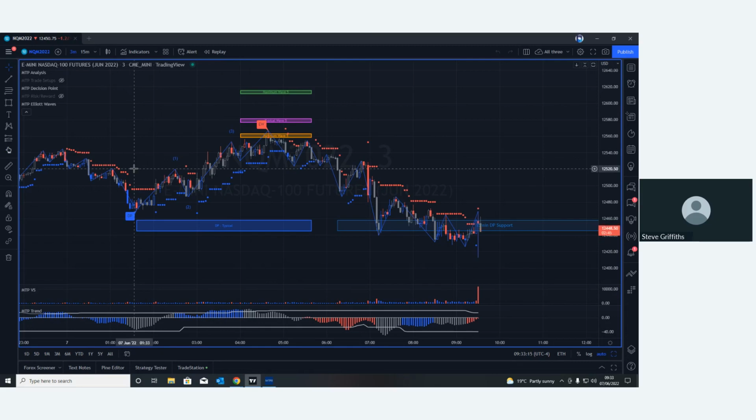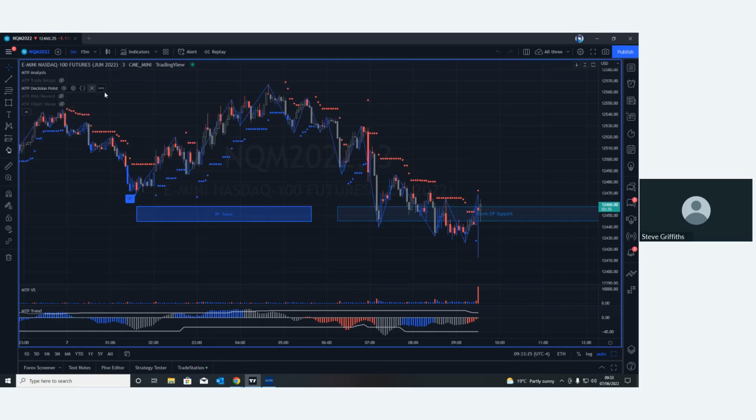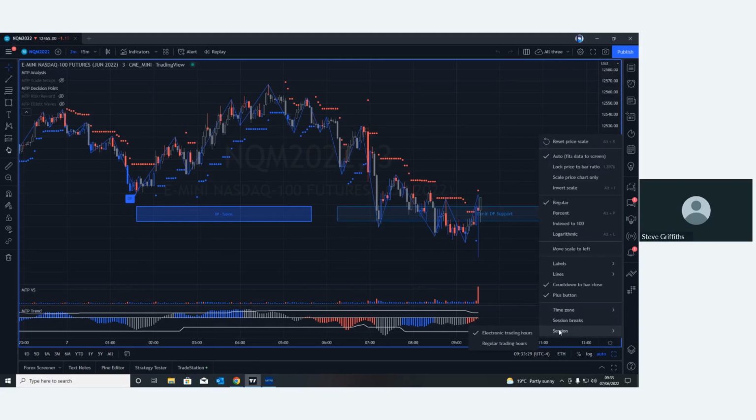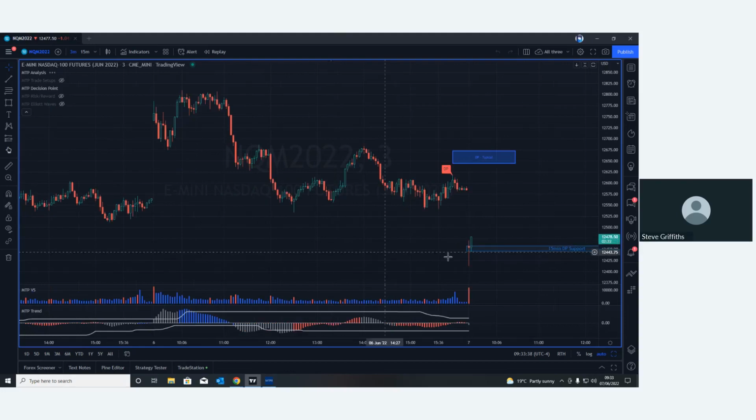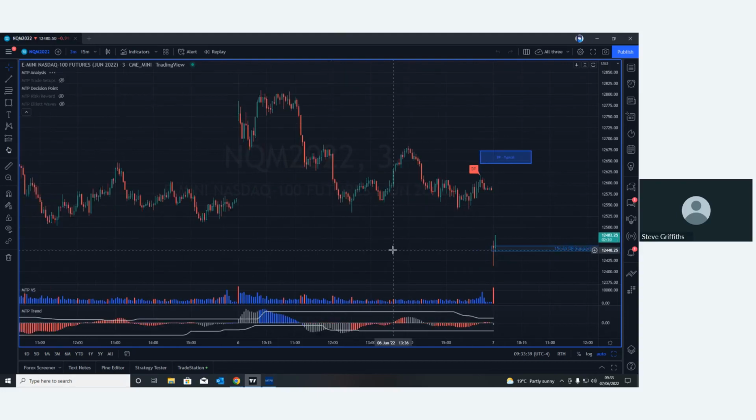Sylvia's asked a very good question. He's saying the day session only setups, are they less relevant nowadays than not? And what does Sylvia mean about day session only? If I hide just some of these things here, what he means is if you go to the session, this is the electronic hours. This is basically using the 24-hour chart, or the regular trading hours is here, which is only just using the day session only charts.